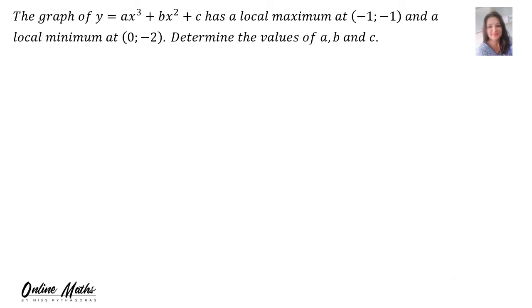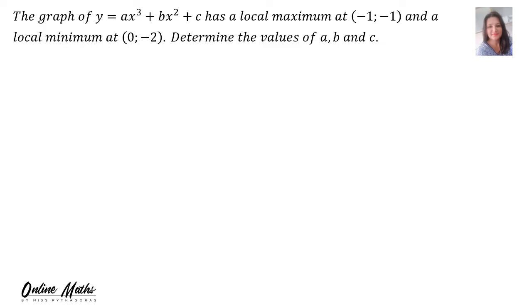The graph of y is equal to ax cubed plus bx squared plus c has a local maximum at (-1, -1) and a local minimum at (0, -2). Determine the values of a, b and c.